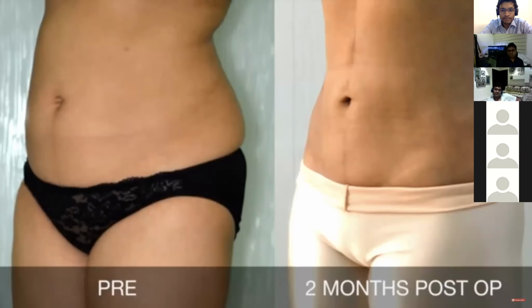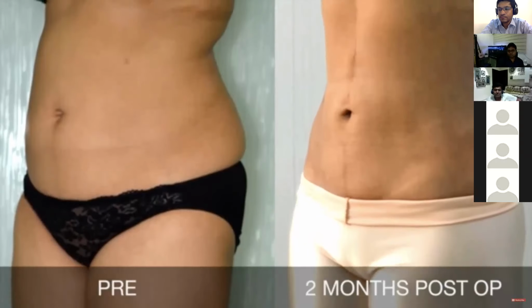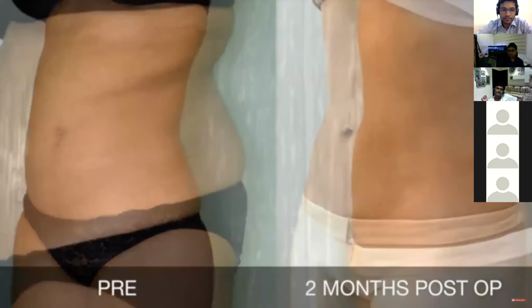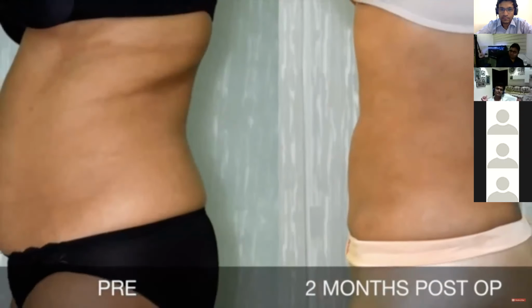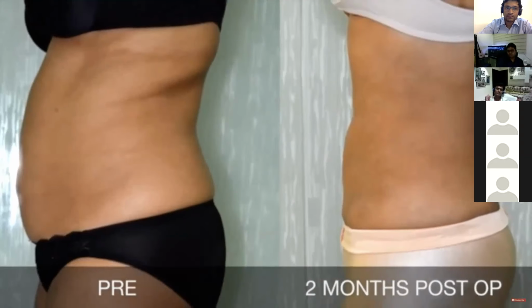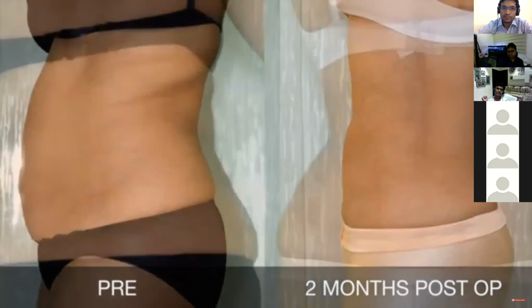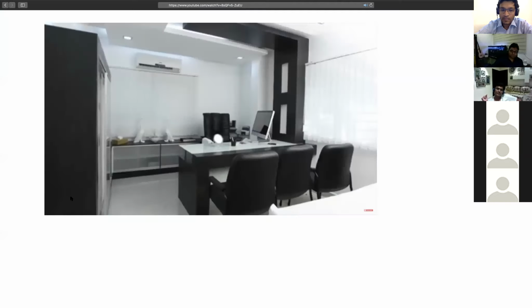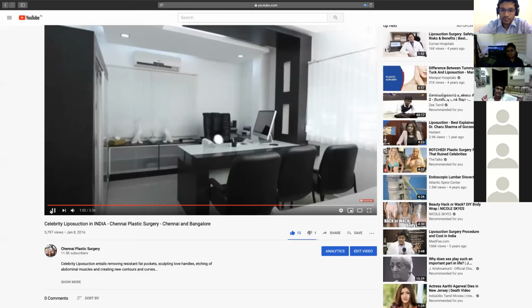This is the same patient whom I showed you initially. An extremely happy client, whose look has completely changed, and whose chances have increased after this liposuction. A very grateful patient to me. This is the 2-month post-op.